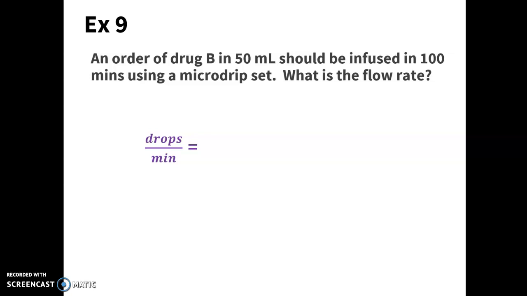So when we say drops per minute, we know that our first fraction needs to have drops in it. The 50 milliliters and 100 minutes, none of that talks about drops, but we can gather that information from microdrip. Microdrip is 60 drops in 1 milliliter. So that word is the only indication to you that this is not milliliters per hour, and that your flow rate needs to be drops per minute. So pay attention to that word as well.